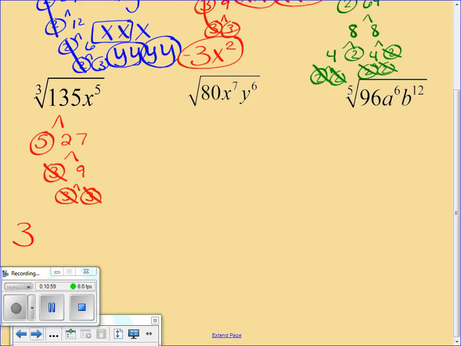Singles. Is it just singles anymore? Technically, it's not singles. It's anything that doesn't fit in the group of however many I'm looking for. So I need 3 in my group here. So the 5 is going to come back under.